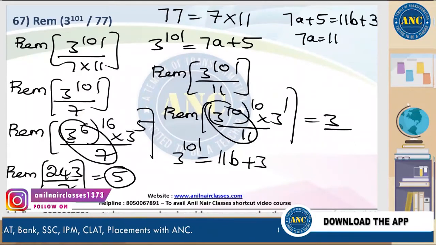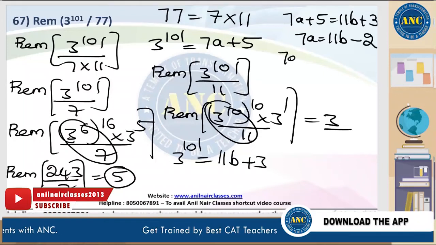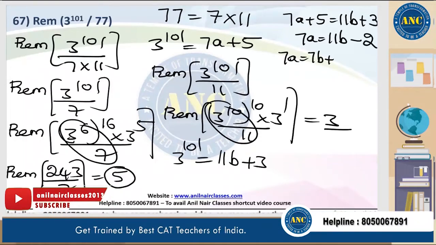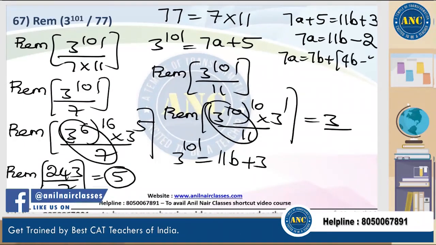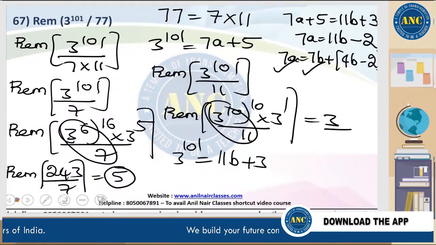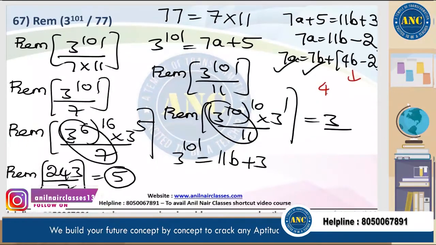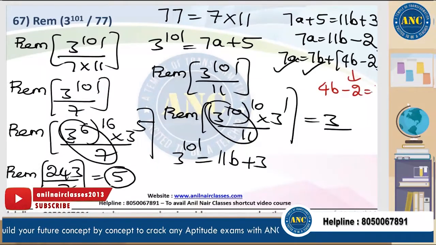7a equivalent to 11b. 5 comes to the right hand side, it is minus 2. 7a equivalent to 7b plus 4b minus 2. Divisible by 7, divisible by 7. 4b minus 2 should be divisible by 7. b should be an integer.